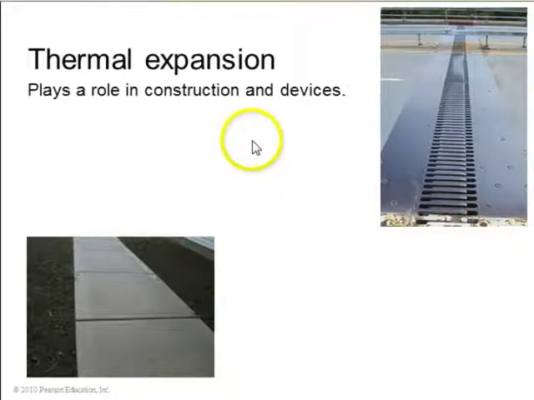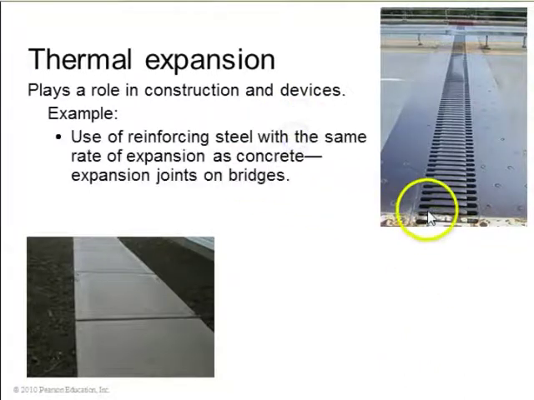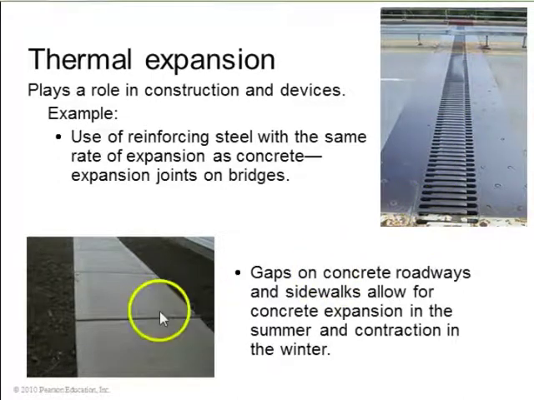Thermal expansion plays a role in construction. For example, there are often expansion joints that you'll see on bridges, so that if the temperature increases, these interlocking pieces of the joint will close together. On a cold day, they'll get further apart, but the bridge won't have a hole in it. Also, the gaps on sidewalks allow for the concrete to expand in the summer and contract in the winter without cracking the concrete.